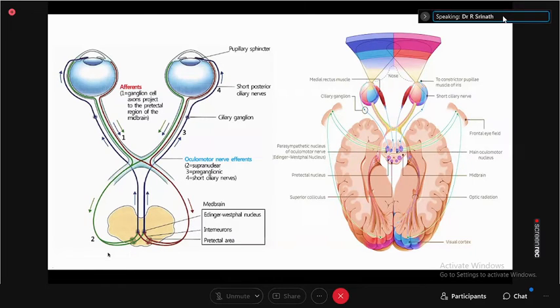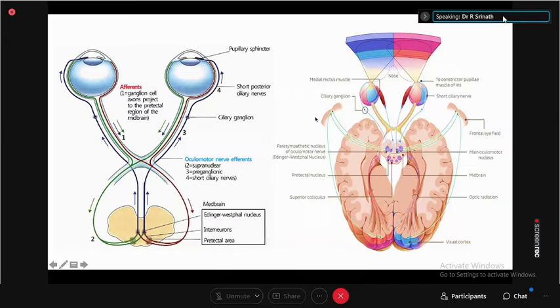And from there, the efferents come, through the pretectal nucleus as well as the Edinger-Westphal nucleus, and subsequently through the ciliary ganglion, the postganglionic fibers go and give supply to the sphincter pupillae through the short posterior ciliary nerves.